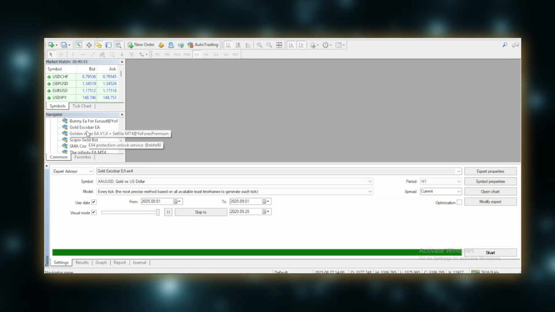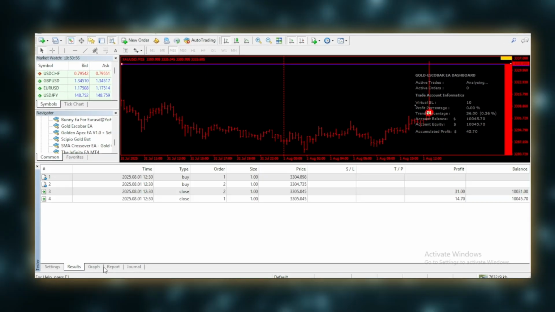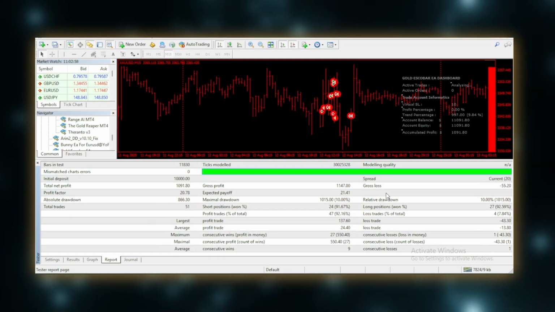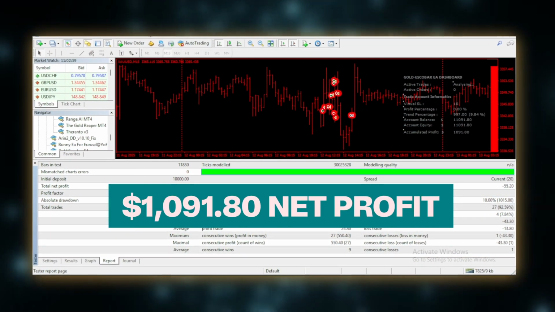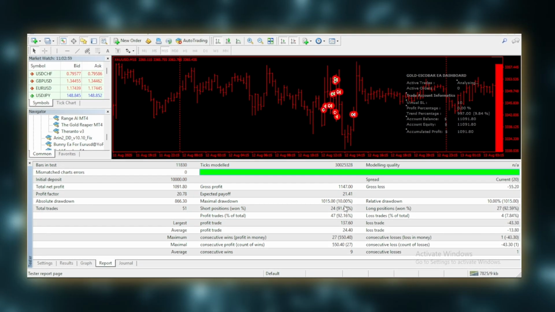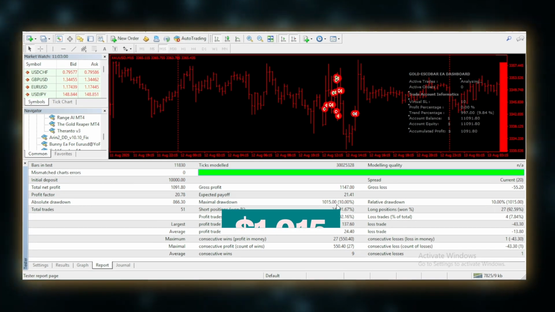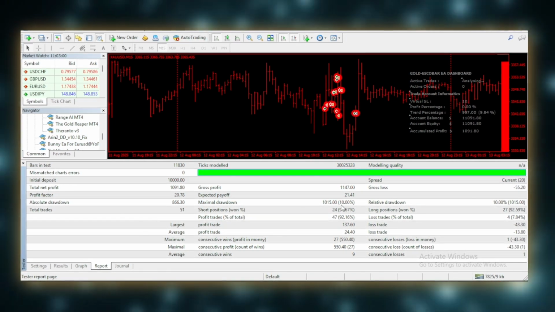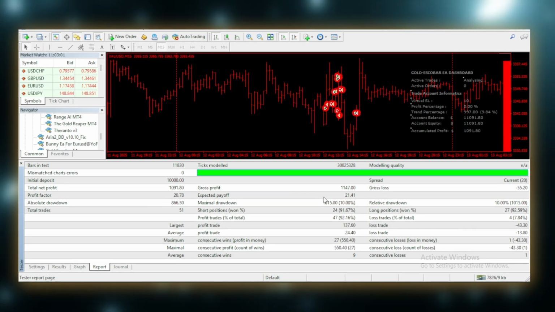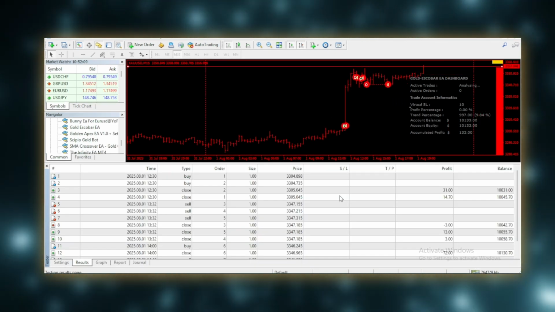Looking at the backtest results, the Gold Escobar EA was tested from August 1st to 15th, 2025 on XAUUSD. The EA showed $1,091.80 net profit with a profit factor of 20.78 and a maximal drawdown of $1,015. This is impressive given the expected payoff of $21.41 per trade. With 51 trades executed, it delivered solid performance, even in volatile market conditions.